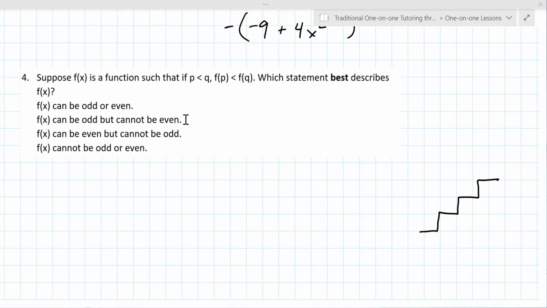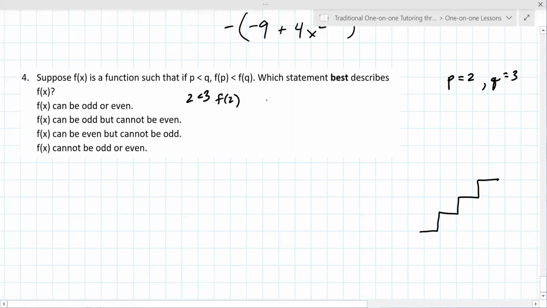Okay. So Emma, if you're still there, let's take a look at this. Suppose f of x is a function such that if p is less than q... So again, let's pick some numbers here. Let p equal 2, and let's set q equal 3. So 2 is less than 3, you agree with that? Yeah. And then f of 2 is less than f of 3. So here's what that means.